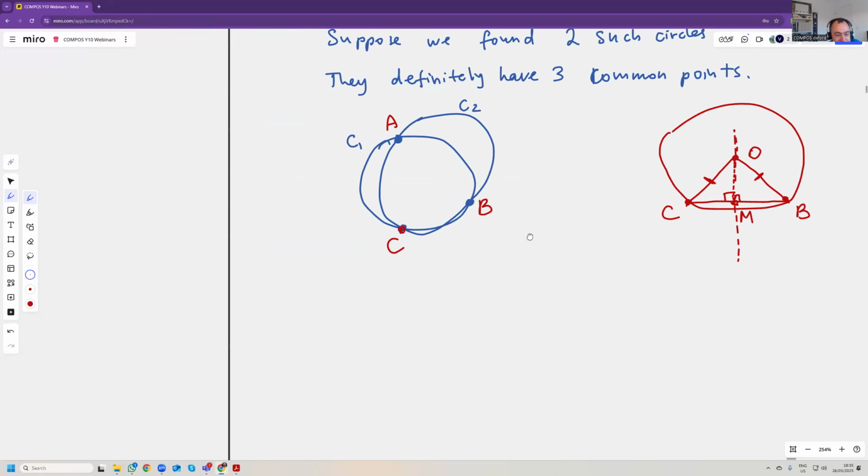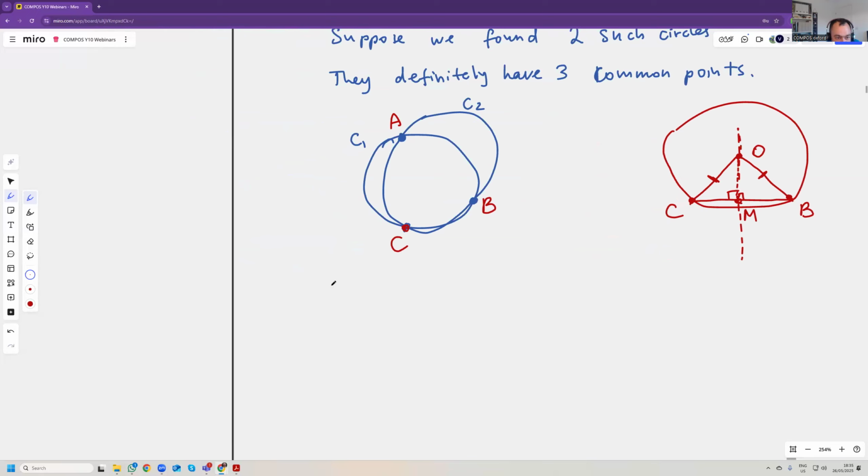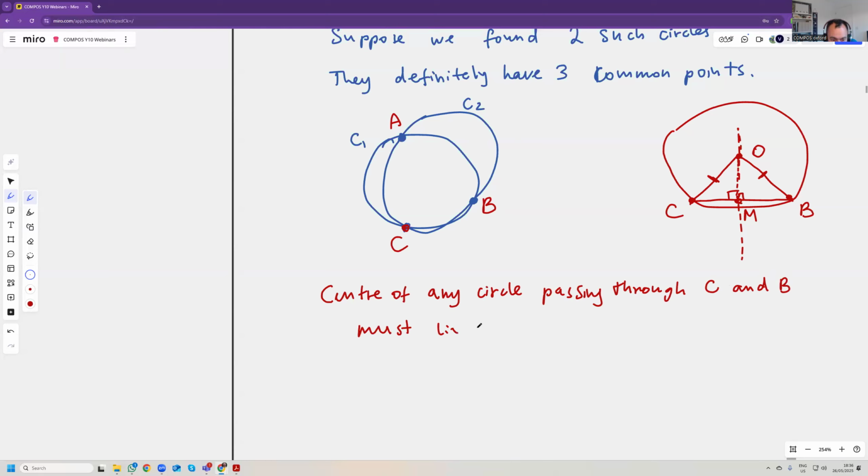So the center of any circle passing through C and B must lie on the perpendicular bisector.